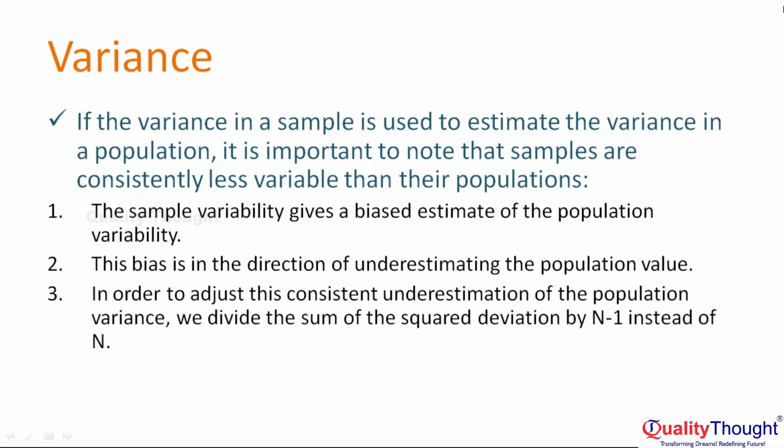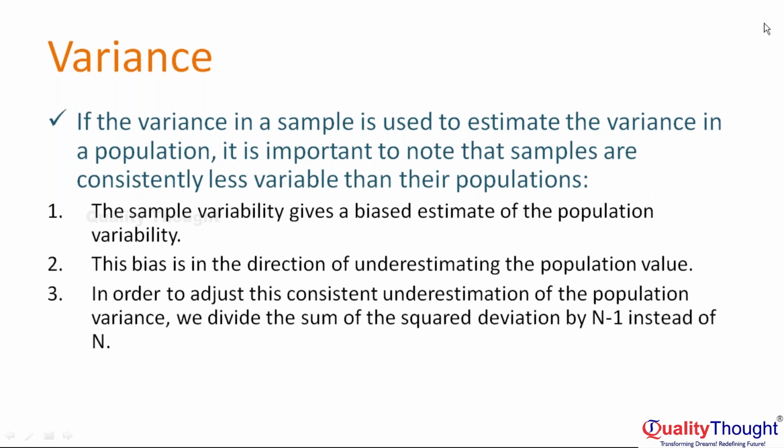When I take sample data and want to estimate the population variance, we should take n minus 1 as the denominator. Why? Because in order not to underestimate the value that we get using the sample. Right or wrong?